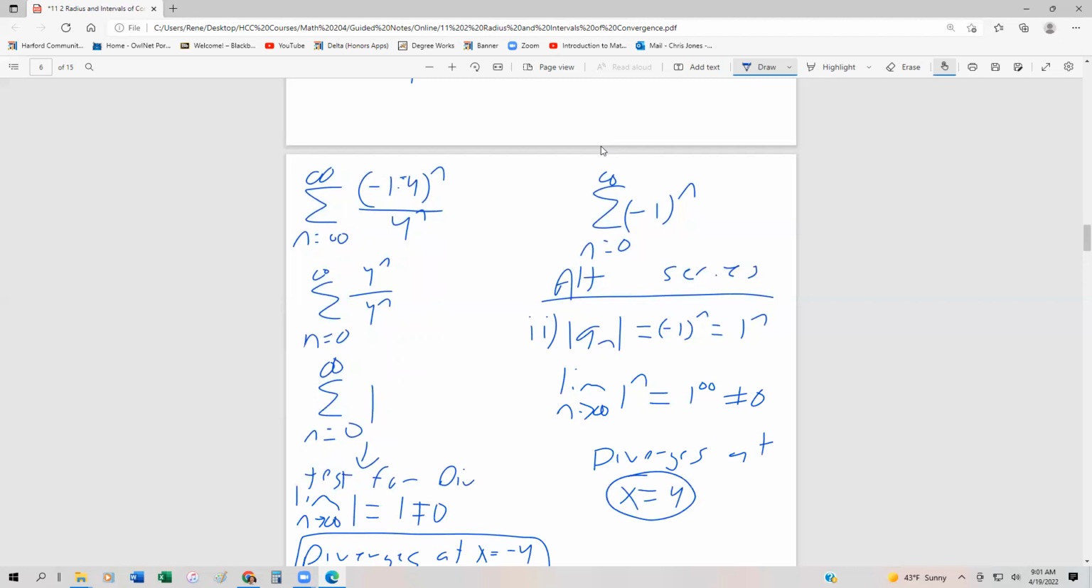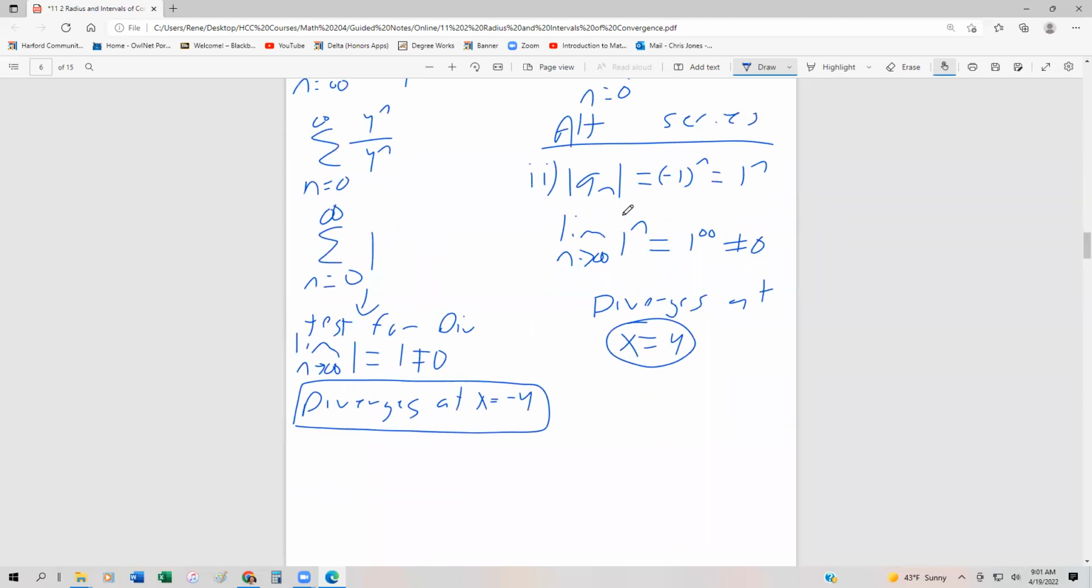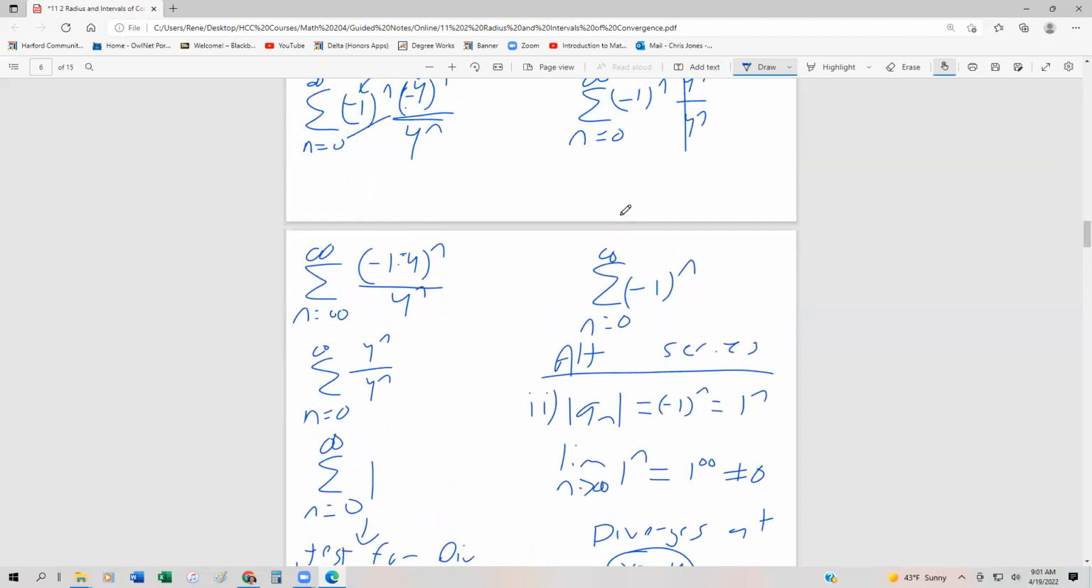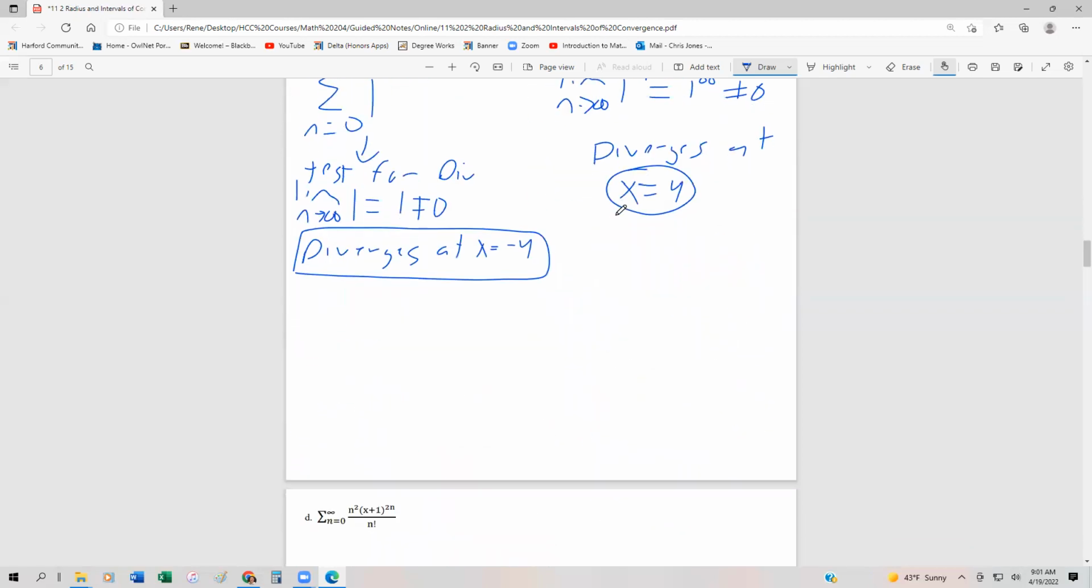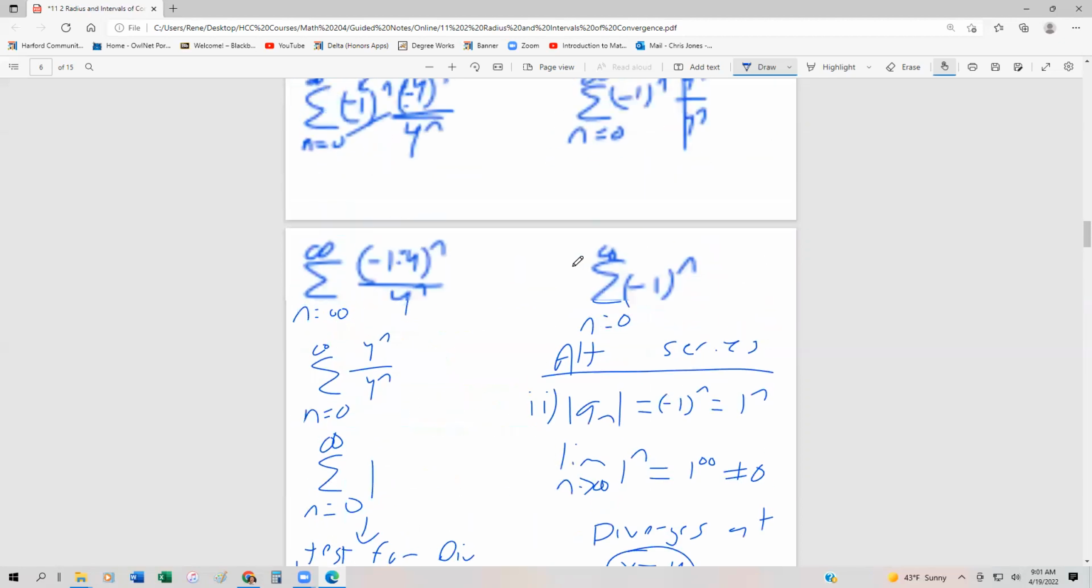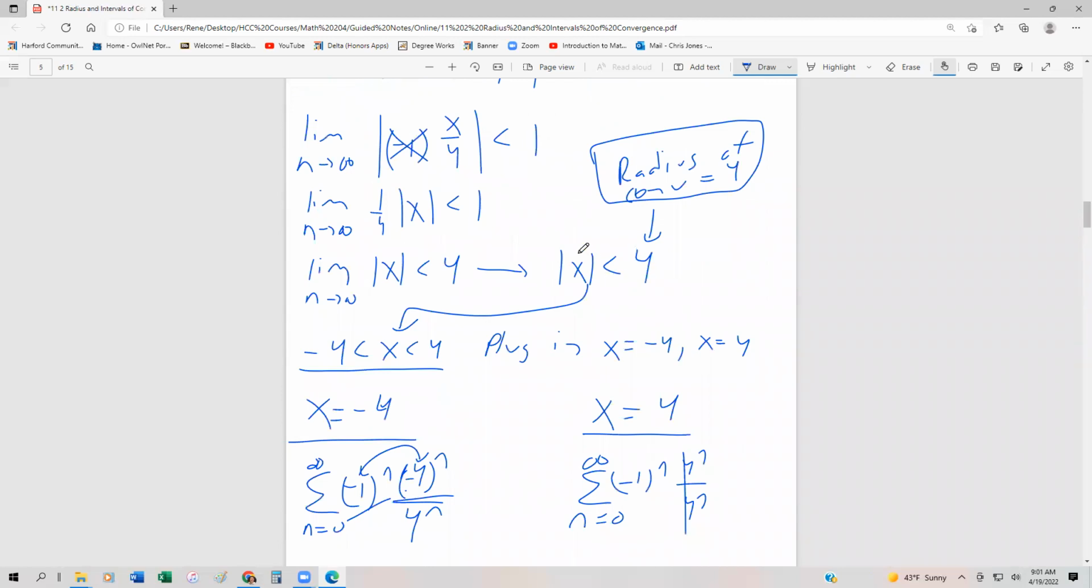And so eventually we will get to some problems where it converges at least at one of the endpoints. But for right now, it just seems like we keep being divergent at the endpoints. So our interval of convergence is going to be exclusive -4, exclusive +4. And the radius of convergence is going to be r equals 4. Remember, we found that all the way back up here.